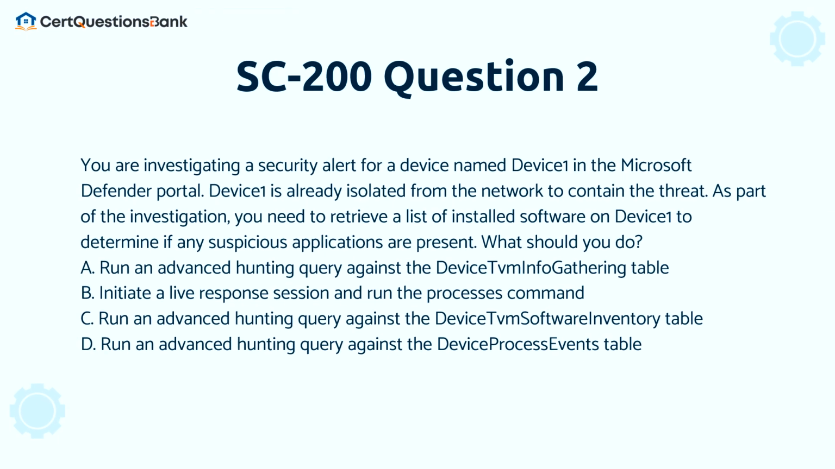You are investigating a security alert for a device named Device 1 in the Microsoft Defender portal. Device 1 is already isolated from the network to contain the threat. As part of the investigation, you need to retrieve a list of installed software on Device 1 to determine if any suspicious applications are present. What should you do?